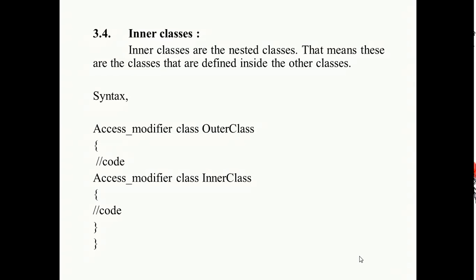The syntax of the inner class is: access modifier class OuterClass, and in the outer class there is one class, that is class InnerClass. So a class having a class is called an inner class.